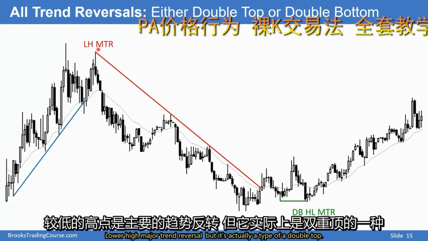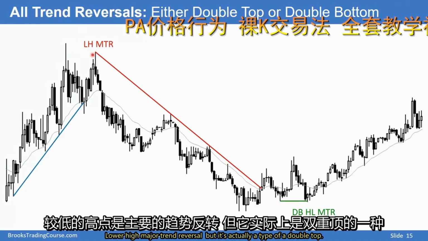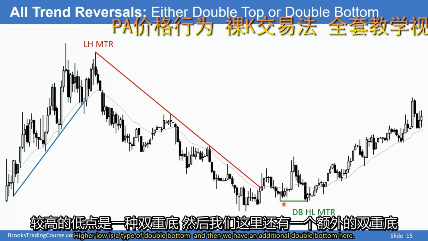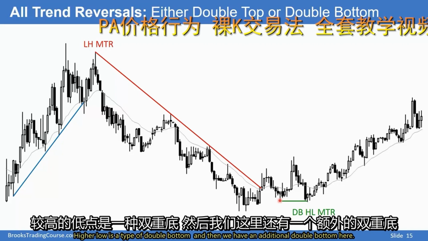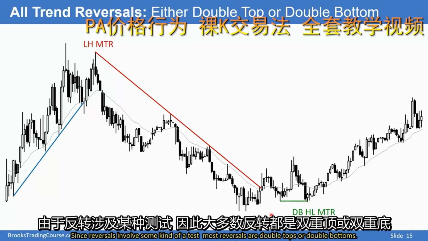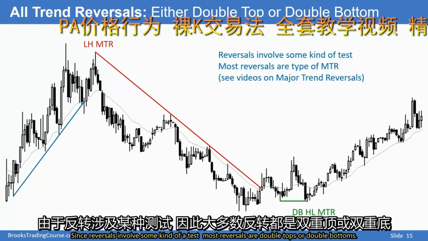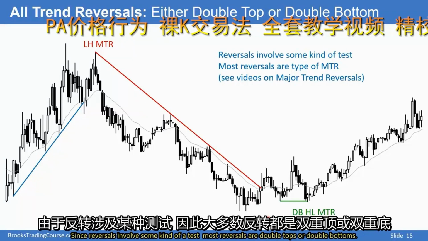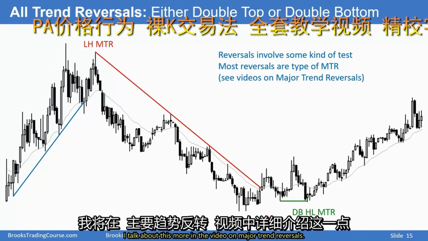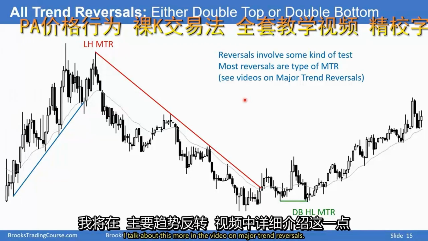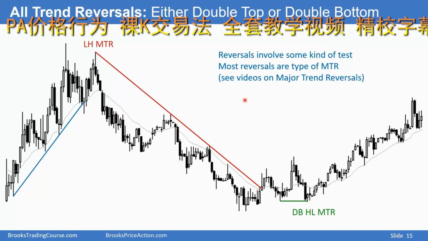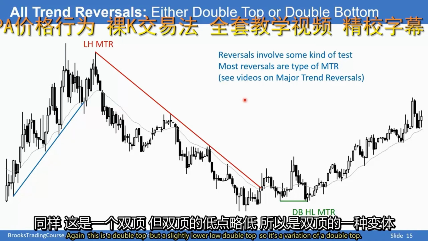Lower high major trend reversal, but it's actually a type of a double top. Higher low, it's a type of double bottom. And then we have an additional double bottom here. Since reversals involve some kind of a test, most reversals are double tops or double bottoms. I talk about this more in the video on major trend reversals.